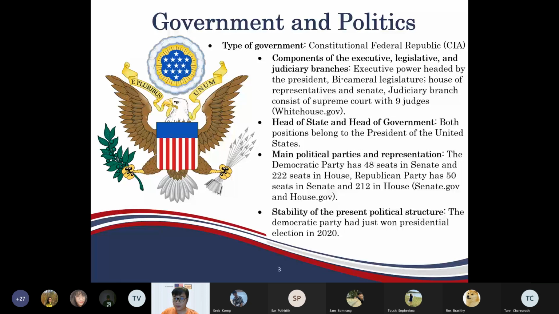And the head of state and the head of government are both positions that belong to the president. The main political parties are the Democratic Party and the Republican Party. Stability of the present political structure: the Democratic Party just won the presidency in the election of 2020. And the US is located in the continent of North America.